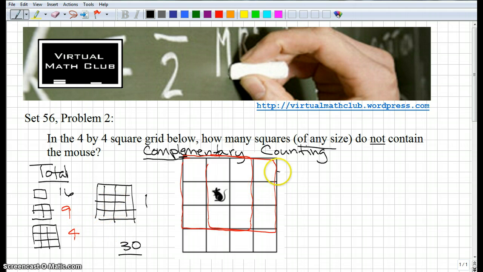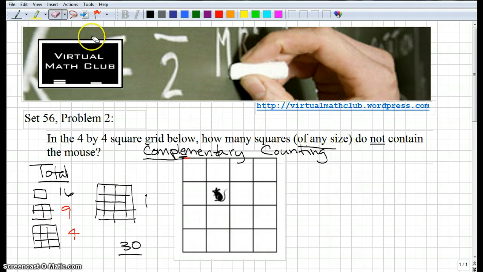squares total. So now I'm going to count the number of squares that do contain the mouse. Not the squares that don't contain the mouse, which is actually what we're looking for, but I'm just going to count the ones that do contain the mouse. So, let's go through it systematically again. Single squares, I'm going to write M's because I don't want to have to draw a mouse. So M means mouse. There's only one of the 1 by 1 squares that contains a mouse, right?